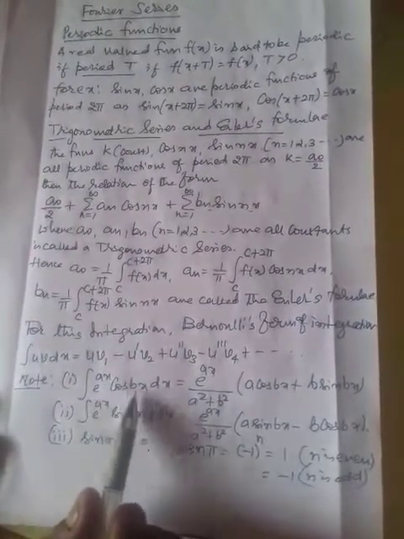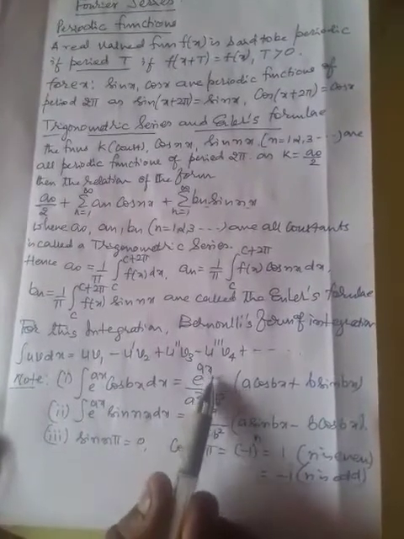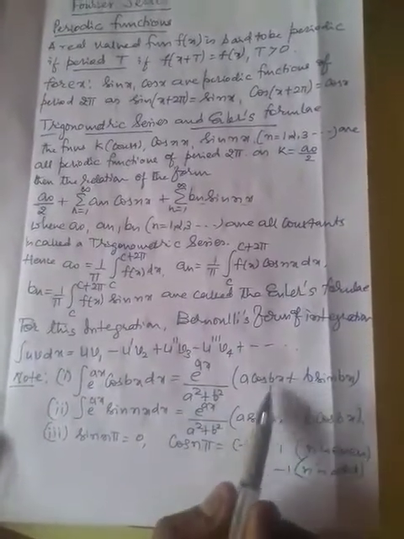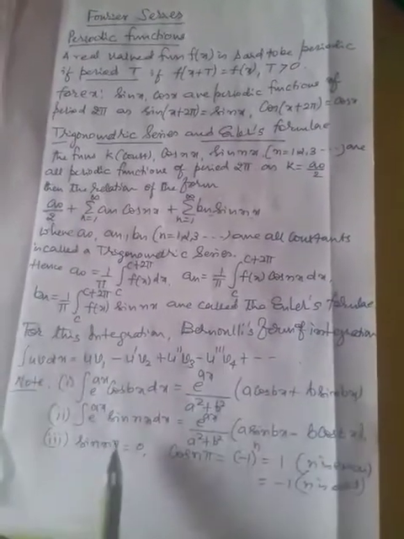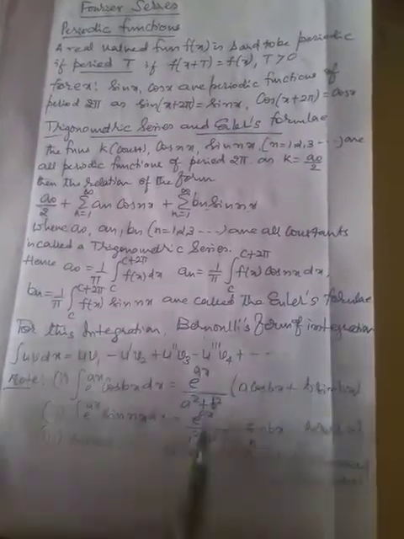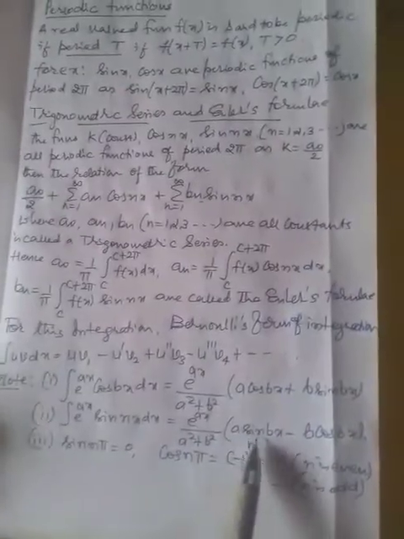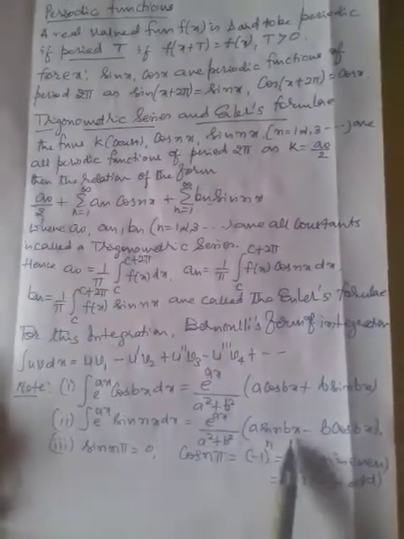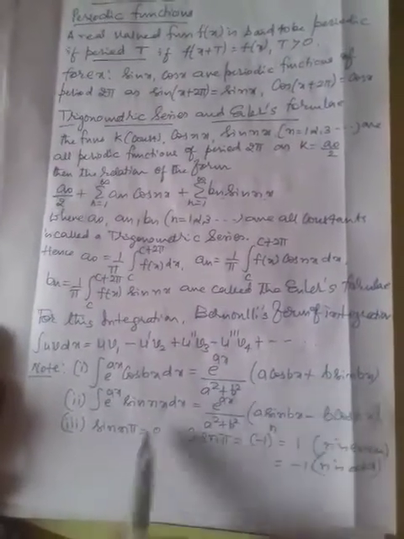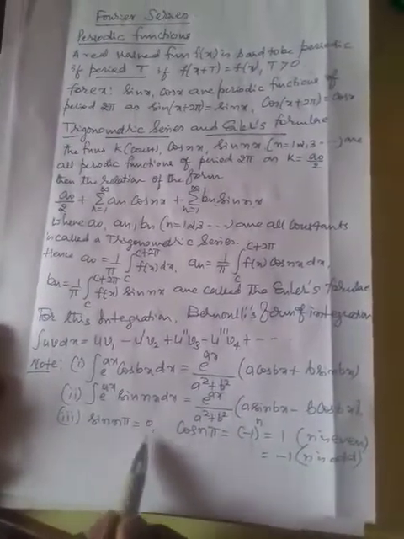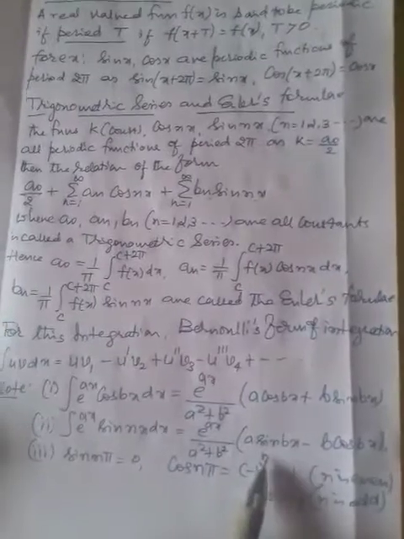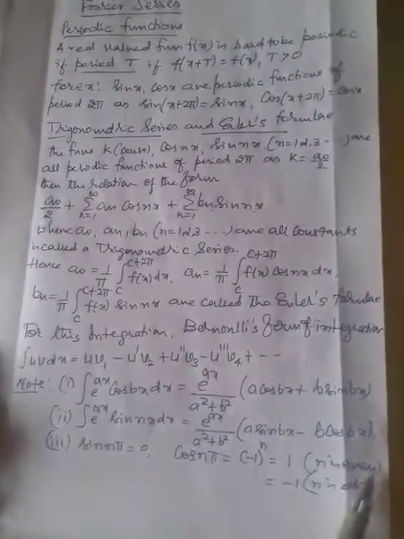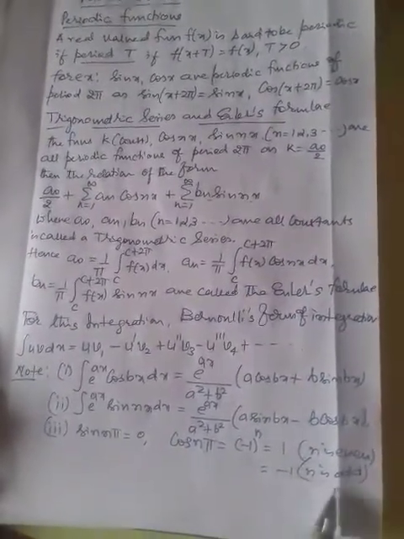Integration of e to the power ax cos bx dx equals e to the power ax upon a square plus b square into a cos bx plus b sin bx. Integration of e to the power ax sin bx dx equals e to the power ax upon a square plus b square into a sin bx minus b cos bx. Also, sin n pi is always 0 for any integer n, and cos n pi equals minus 1 raised to n, which is 1 when n is even and minus 1 when n is odd.